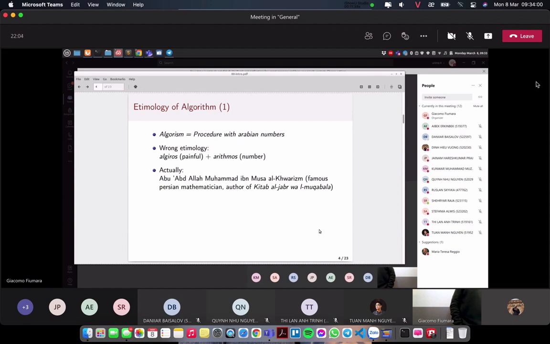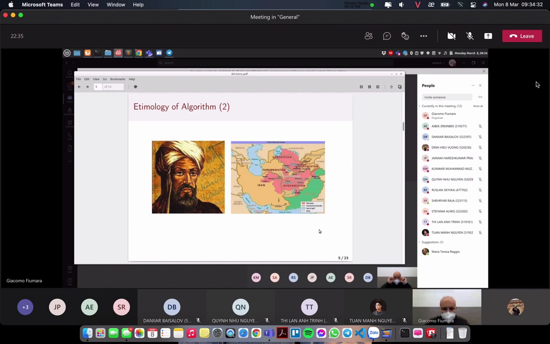Algebra comes from al-Jabr, and even Muqabala resembles the Hebrew Kabbalah, which is a part of their religious textbooks dealing with numbers. But okay, let's go on. This is a picture taken from a stamp, and this is the region Khorasan.